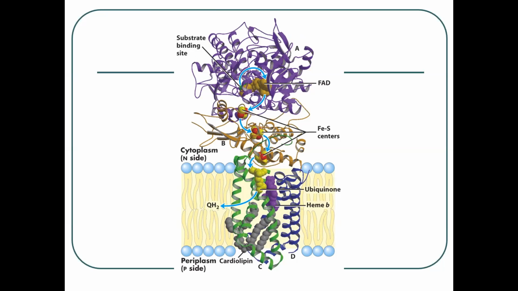Other enzymes also communicate with complex 2. So when we look at beta oxidation, there's an acyl coenzyme A dehydrogenase that also communicates with complex 2. It uses flavin, and it is also linked directly to complex 2. And then, of course, glycerol 3-phosphate dehydrogenase is also linked to complex 2, which will ferry reducing equivalents from the cytosol to the mitochondrion.